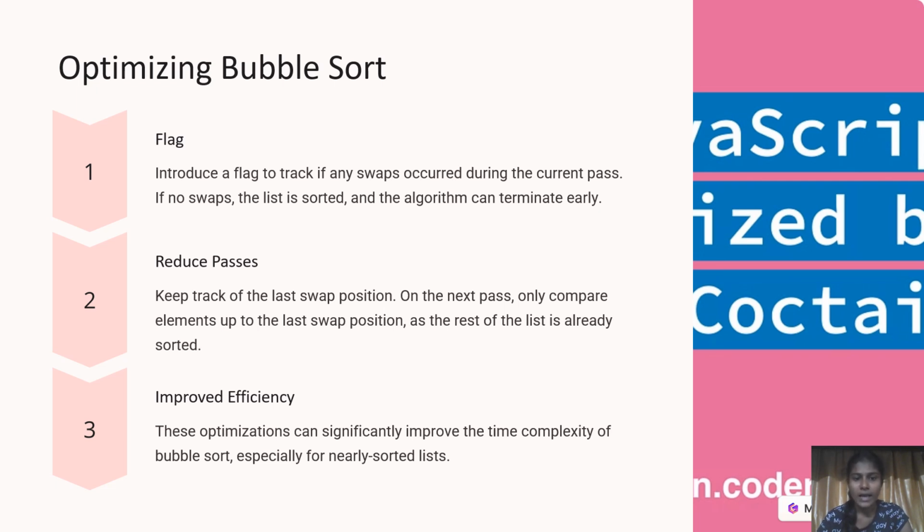Reduced passes. Keep track of the last swap position on the next pass. Only compare elements up to the last swap position, as the rest of the list is already sorted. Improved efficiency. This optimization can significantly improve the time complexity of bubble sort, especially for nearly sorted lists. The flag, reduced passes, and improved efficiency are helpful for optimizing bubble sort.